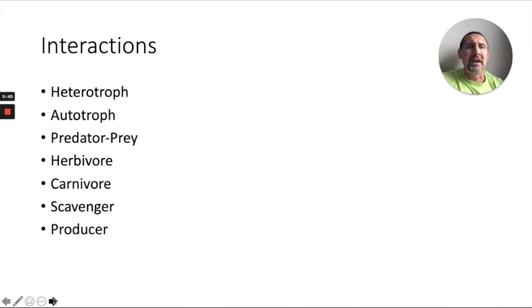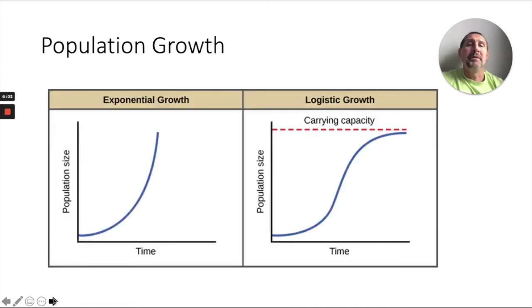So here are some interactions that you need to be familiar with. Heterotrophs, they need to eat food. Autotrophs make their own food. Predator and prey, as the amount of predators rise, typically the amount of prey population fall. Herbivores eat only plants. Carnivores eat other living things. Scavengers eat dead things, and producers add energy to the ecosystem.